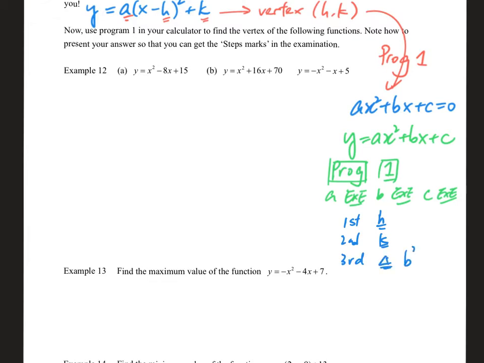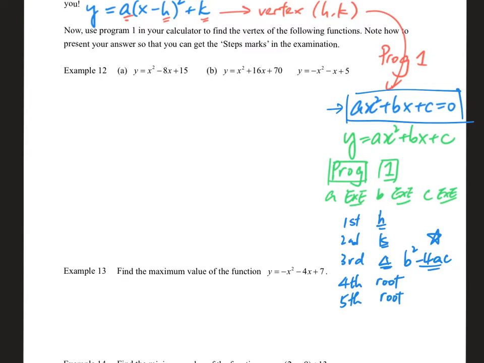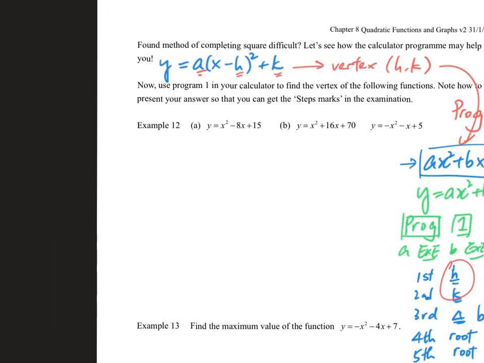In your calculator, you can also see the formula b² - 4ac displayed. Wow, it helps you to remember the formula in a very good way. Fourth, it is the root when you are talking about solving an equation. Fifth, you should have another root. So the fourth and fifth values tell you the roots of a quadratic equation, ax² + bx + c. Now we are going to see how the first two values, h and k, help you to do completing the square. And now we go to example 12 to see how it works.